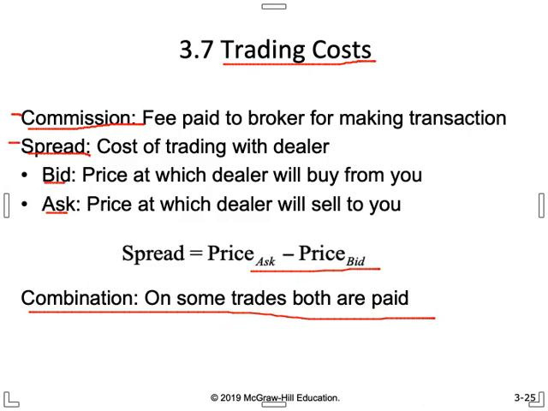The SEC is creating pressure to eliminate that kind of double dipping. A lot of firms don't allow that anymore; you're either going to pay the spread or the commission. So yeah, costs can add up and can really impact the profits of a speculator, which is another term for a short-term trader.